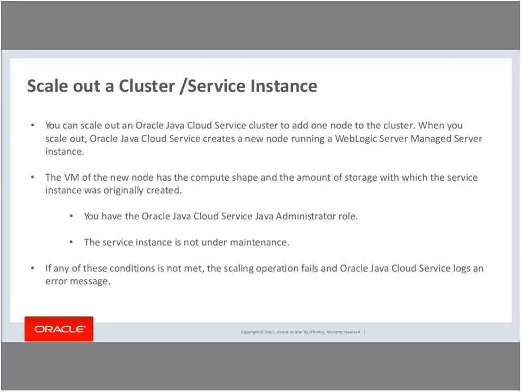So when you scale out, Oracle Java Cloud Service creates a new node running a WebLogic Server managed server instance in minutes. The VM of the new node has the compute shape and the amount of storage with which the service instance was originally created. I hope you have the prerequisites of creating a Java Cloud Service instance.